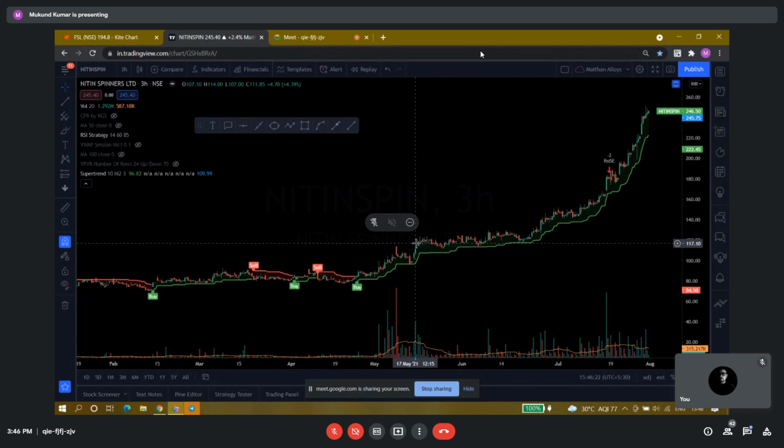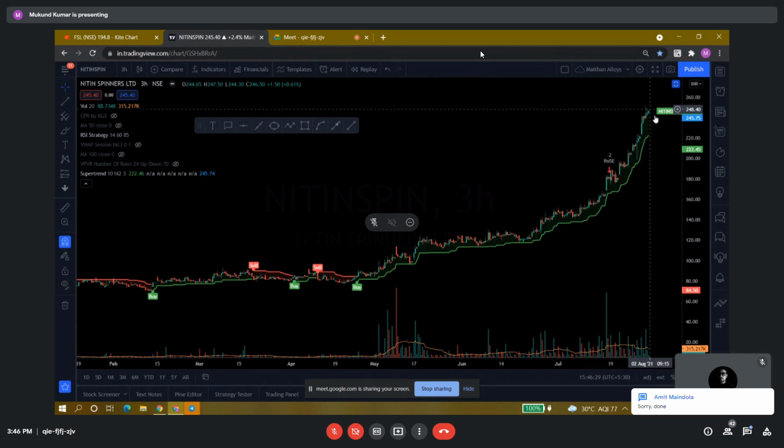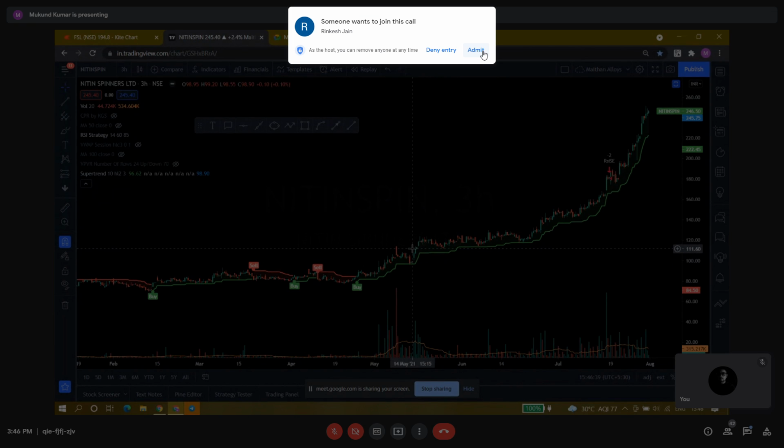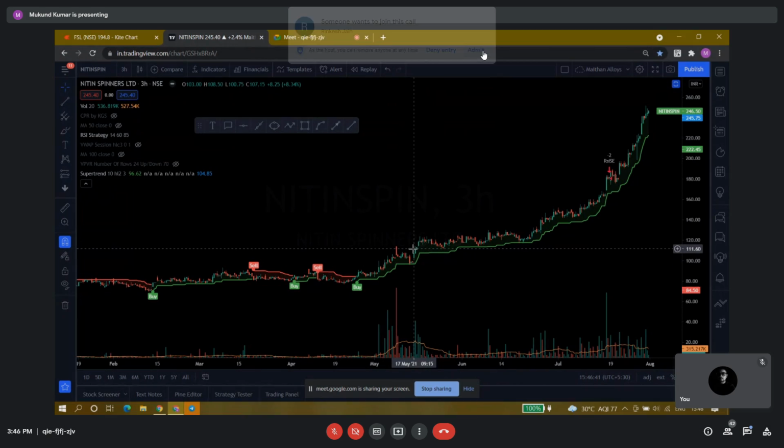If we had taken this trade at the 100 level, this is now at 246, more than double. Why do we need to exit this trade? It is giving you more than 100% in just 1 month. Why will even the dumbest of traders exit this trade? I don't see any logic behind exiting this trade.